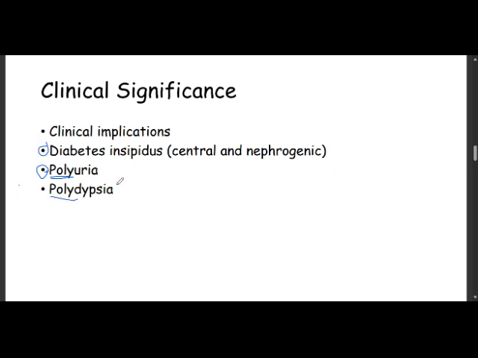Polydipsia is just you taking in a large amount of fluid. This is just accompanied by polyuria, because if you're releasing a large amount of urine, then you're losing a lot of water. That means you have to take in a lot of water as well. So that is what is called polydipsia.